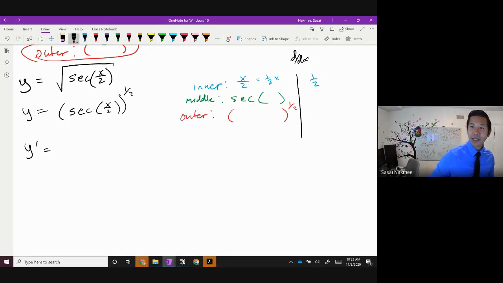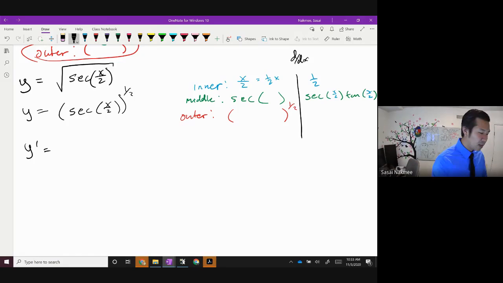The derivative of secant is secant x tangent x. But in this case, I'm not going to write it as secant x tangent x. I'm going to write it as secant stuff tangent stuff. What's the stuff? It's the x over 2. That's all it is. That's the derivative of the middle function.